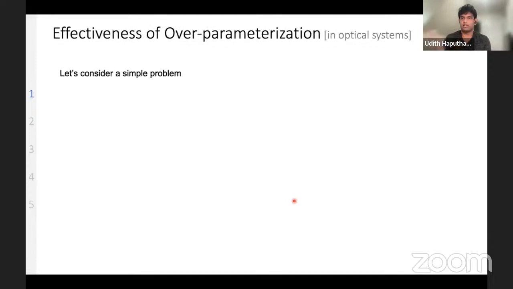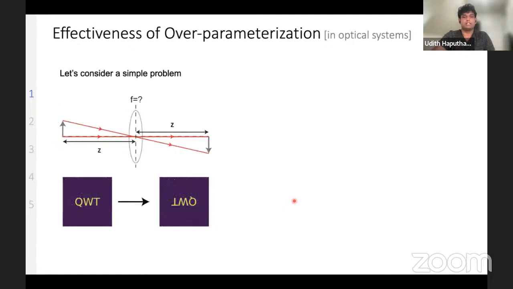Okay, so from here onwards, the content will be different compared to the previous presentation from Dushan. So first, we need to see why over-parameterization. Let's consider a very simple problem. This is the problem.